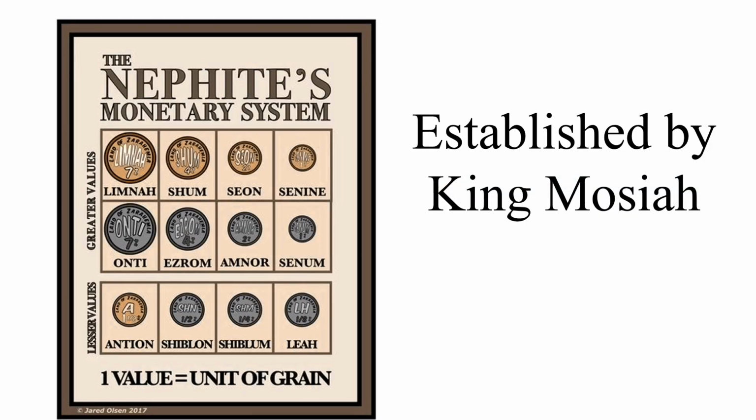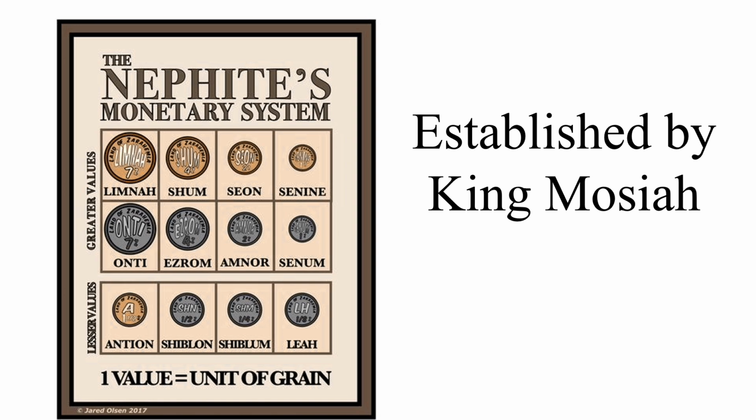But first I want to get materialistic with you just a little bit and lay out for you the reckoning of money as established by King Messiah. It's a little bit confusing, but I thought this chart might help just a tad. So in Alma chapter 11, verses 5 through 19, we have this monetary system laid out.